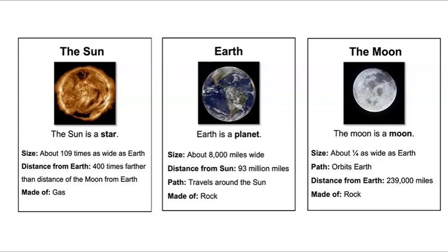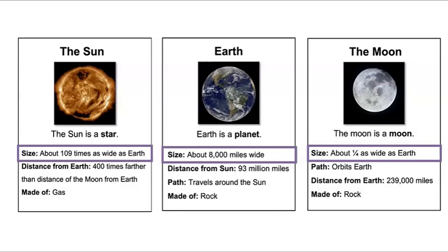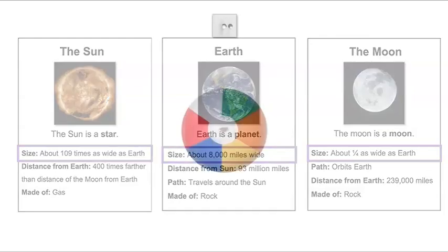Let's look at our sun, earth, and moon cards. Remember, the information on these cards shows us that these three objects are very different sizes. The moon is about 1/4 as wide as Earth, and the sun is about 109 times as wide as Earth.